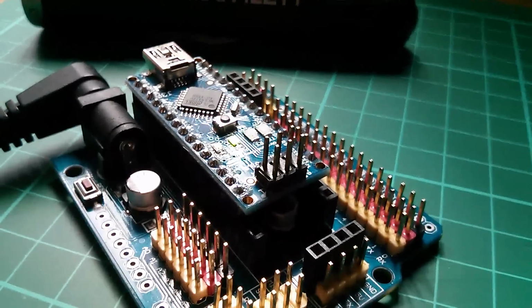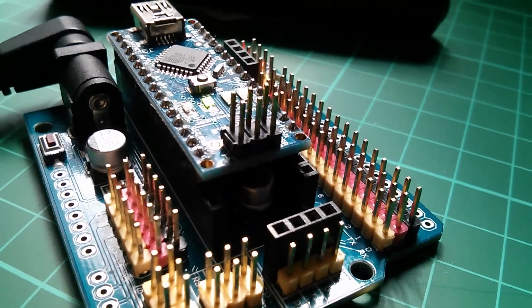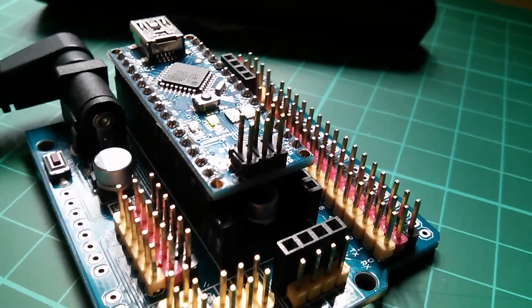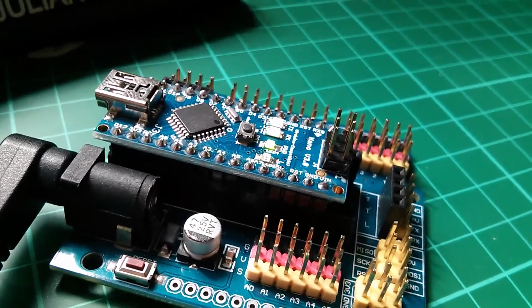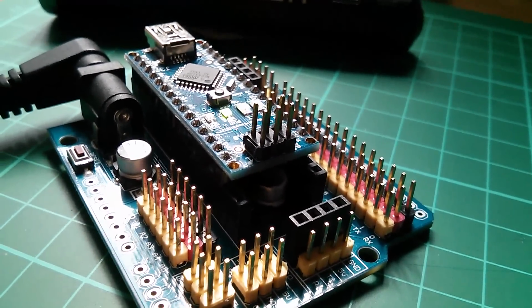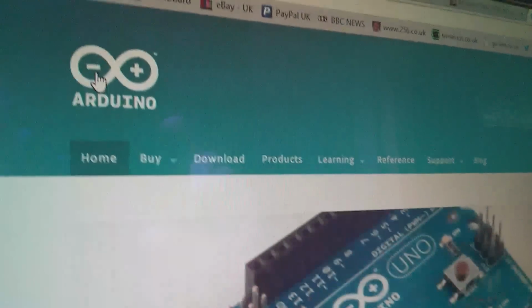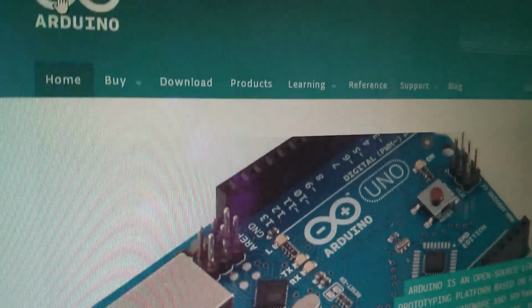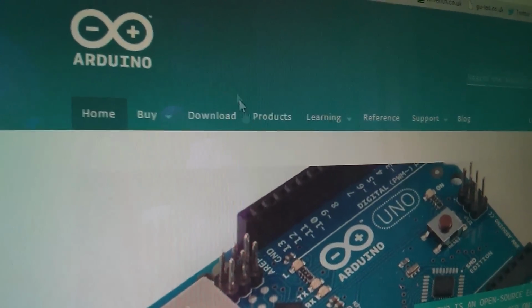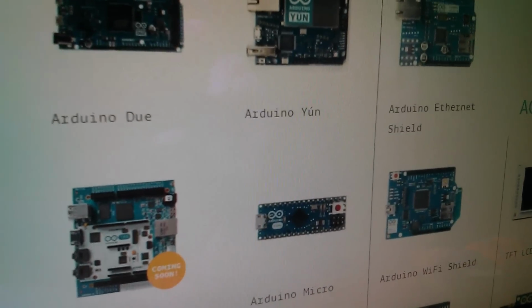Now, one thing I noticed when I plugged the Nano into this breakout board is that the rows of pins are 2 pins longer than is necessary for the Nano. You have to plug the Nano in biased to the left. But those 2 pins at the end of the rows are actually for a different Arduino. They're for the Arduino Micro. Now, I didn't really know much about the Arduino Micro, but here on the Arduino website, if we go to products, it's here under boards, and there it is. That's the Arduino Micro. Let's just click through on that.